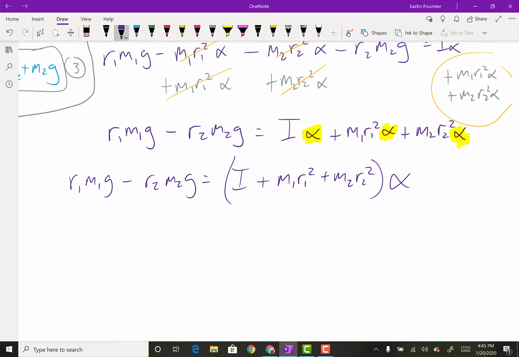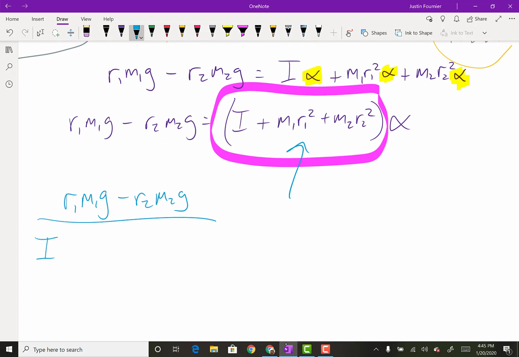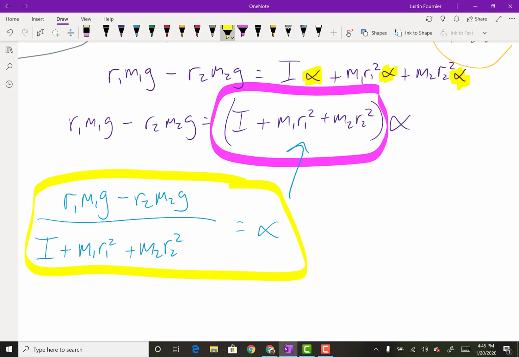So I'm going to divide everything by all this nonsense. That's what you're going to see next. So it's going to be R1M1G minus R2M2G divided by all that nonsense, which is my moment of inertia plus M1R1 squared plus M2R2 squared, equals my angular acceleration. Plugging everything in, and this is going to be my answer essentially, but I want you to appreciate what it is that we just calculated here.